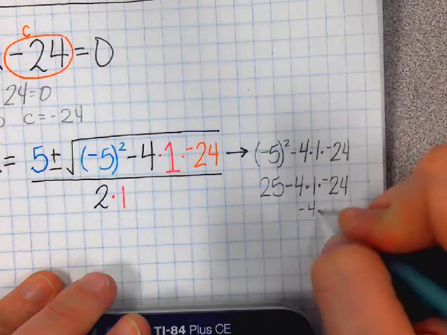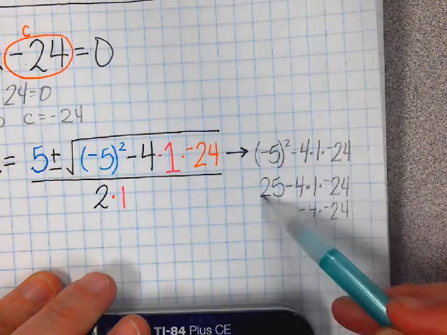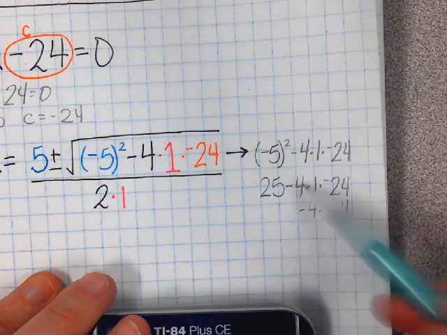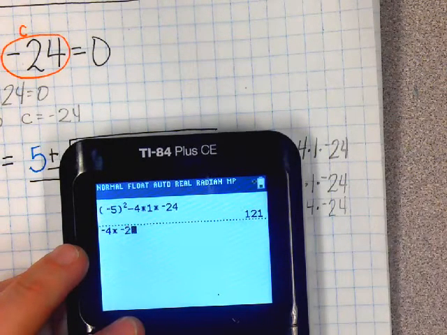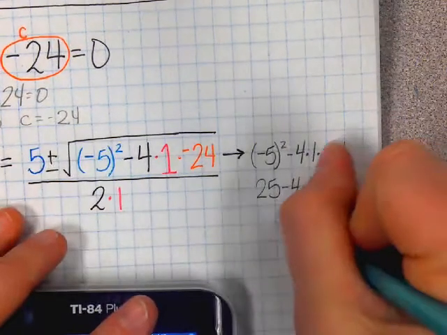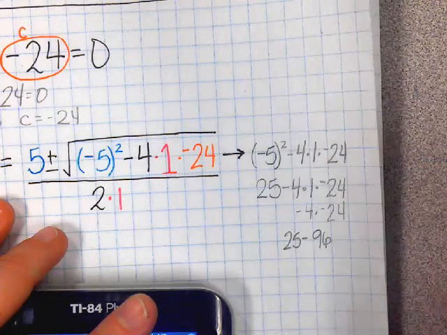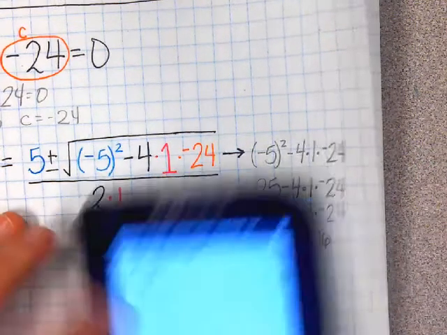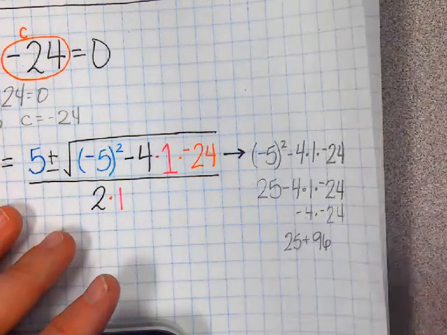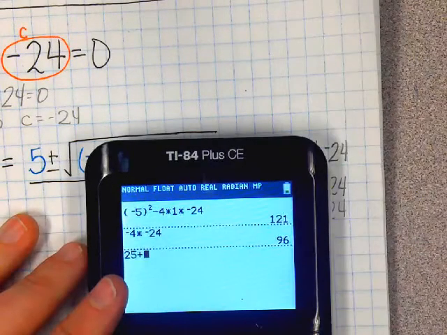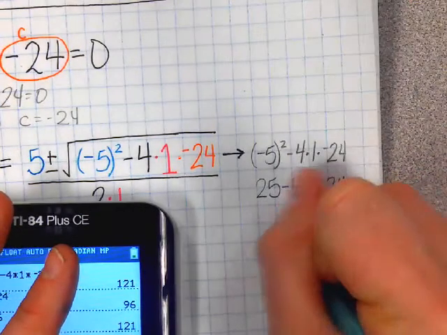Okay, negative 4 times 1 is negative 4 times negative 24. Remember, you have to do the multiplication part before you can subtract, because it's 25 minus 4. So negative 4 times negative 24 is 96, and that's a positive. Notice it gave me a positive 96, because a negative times a negative is a positive. And then 25 plus 96 is 121.